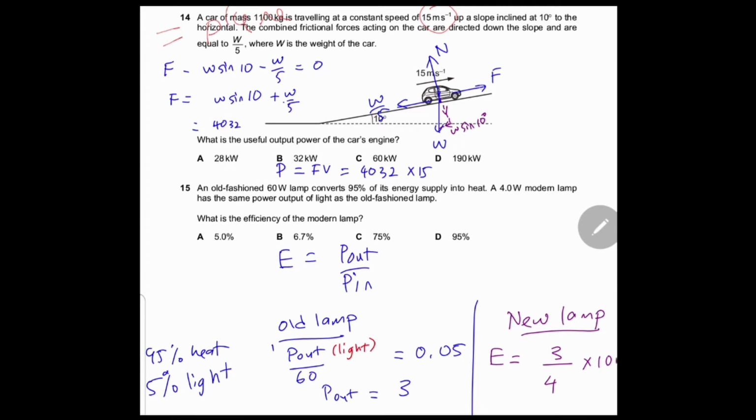So that's what I did. The forces parallel to the plane will be F minus W sine theta, which is the component of the weight down the slope, minus the frictional force W over 5, that equals 0. So from there you will get your exerted force. Substitute your W as mg because you have the m, and then finally you use P equals Fv, the exerted force times the velocity, and you'll be able to get the power.